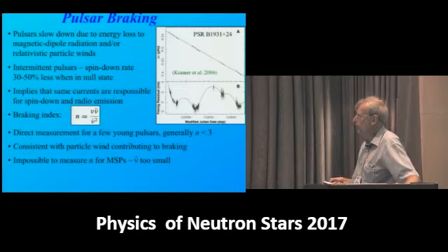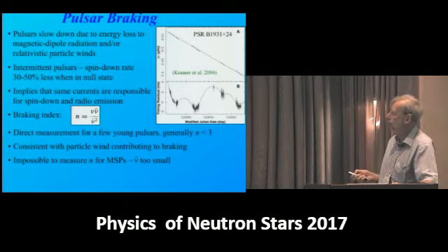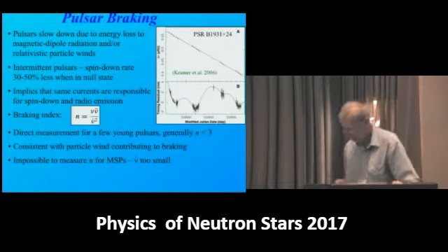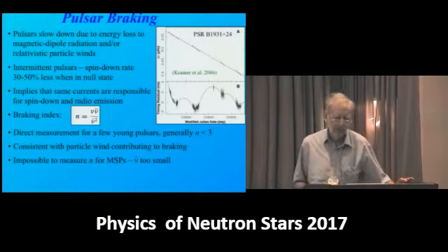Unfortunately, it's impossible to measure the braking index for millisecond pulsars. This new dot term on the bottom line here is just too small, and so it's just not possible to measure the braking index.